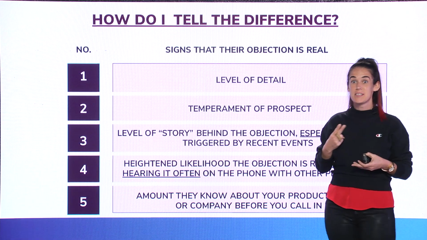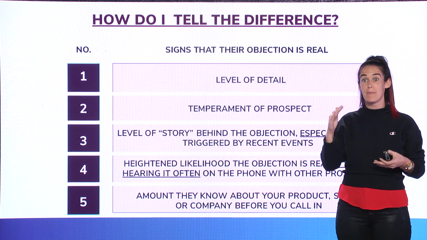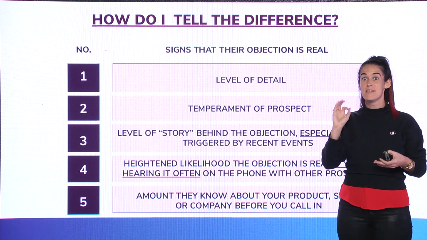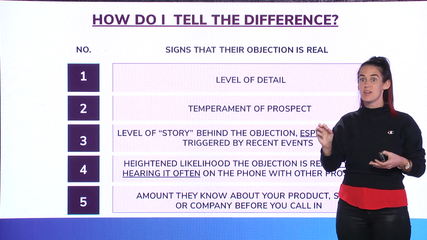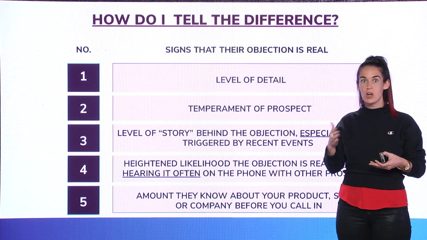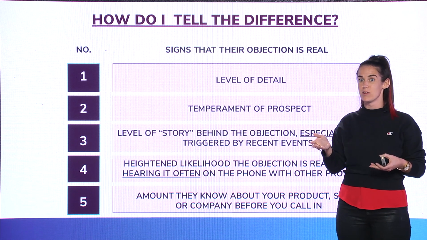So number 2 is going to be the temperament of the prospect. Typically, if a prospect is super happy, the happier they are in the process, the more likely, in my experience, that the objection is real. So if you have someone who's really angry or curt or short with you, or a LinkedIn keyboard hero, then typically the objection is not necessarily real. So they're saying no budget, no time, not interested.